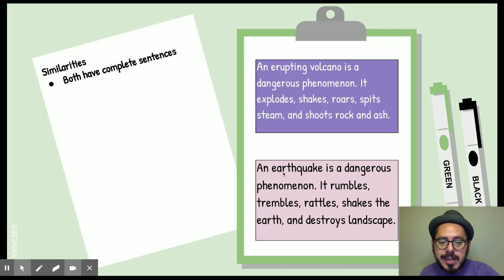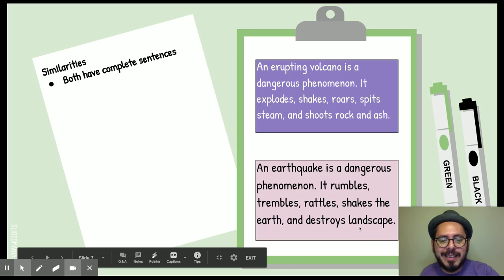Same thing with the second one, an earthquake. That's your subject. And your predicate is a dangerous phenomenon. And then the subject and predicate from the second sentence, same thing. It is the subject, and the rest is the predicate. Got it. All right, so we got that.